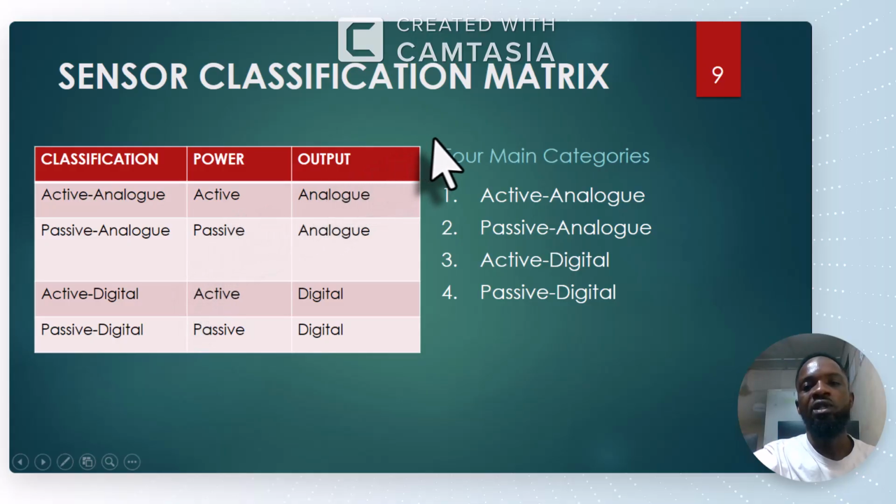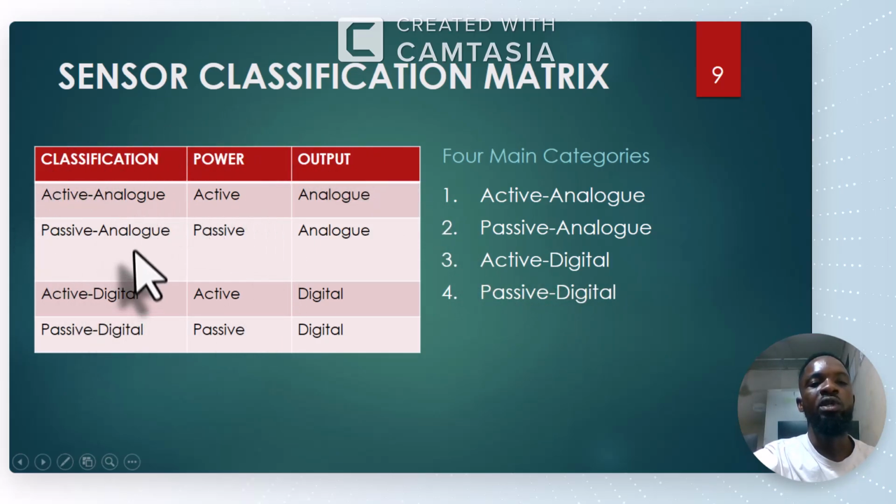Now, sensor classification matrix. Remember, we said we are going to look at 4 main categories of sensors. And these are the main categories: we have the active analog, the passive analog, the active digital, and they also have the passive digital.